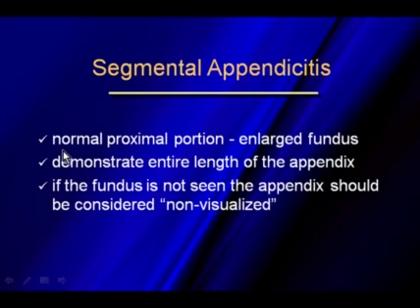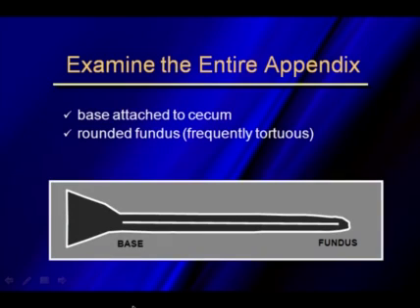What we'll see is that the proximal portion of the appendix is normal, but the fundus, or the tip of it, is what is enlarged. So if we cannot identify the fundus, we basically have to consider the exam as being incomplete or non-visualized. So here's just a diagram of what it will look like.